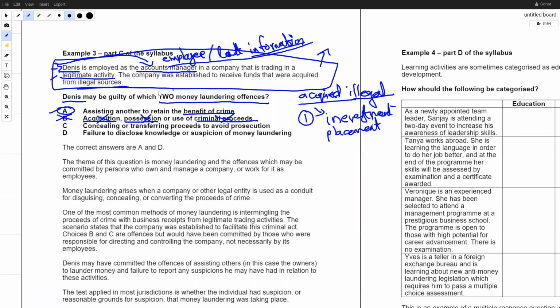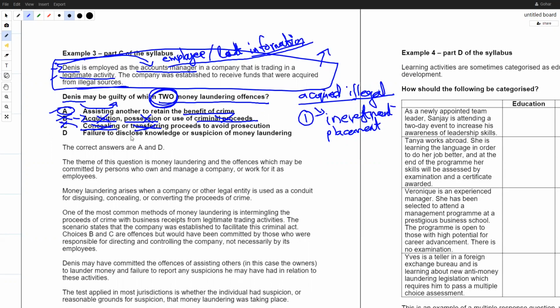We need to realize that we have to pick two correct options here for which Dennis might be guilty. Option C states concealing or transferring proceeds to avoid prosecution. Dennis does not transfer any proceeds. Again, as with option B, Dennis did not acquire any proceeds, so how would he conceal them? Dennis is not concealing the proceeds and is not transferring the proceeds. So this option is not correct.